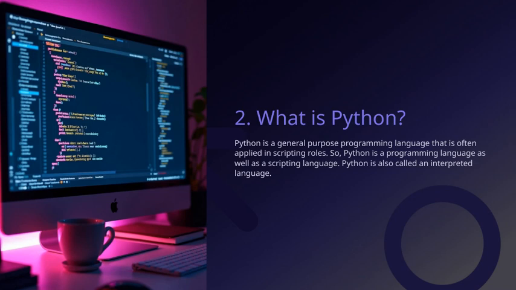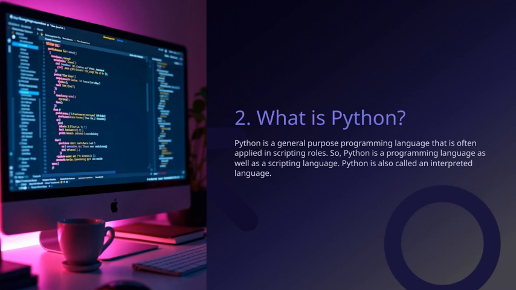Let's talk about what Python actually is. Python is a versatile, general-purpose programming language, which means it can be used for a wide variety of tasks. It's often applied in scripting roles, helping automate repetitive tasks or process data efficiently. So, when we say Python is a programming language as well as a scripting language, we're highlighting its flexibility. You can use it to build complex applications or to write simple scripts to get things done quickly.